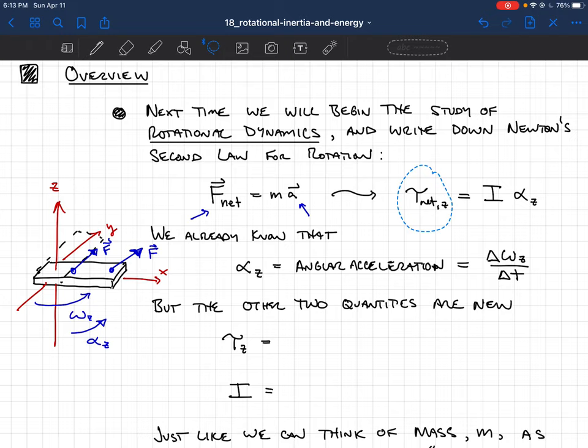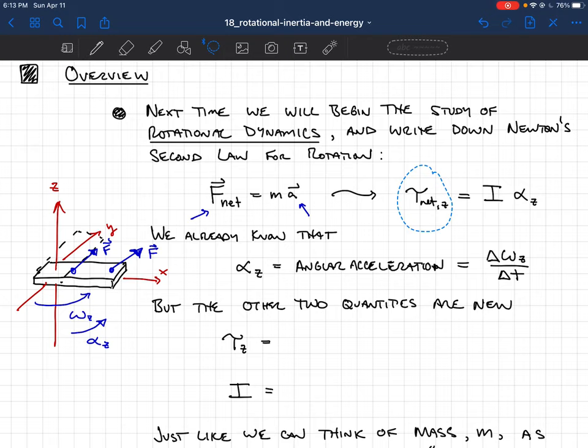If you go to push a door open, you'll get a better rotation of that door if you apply the force as far away from the hinge as possible. If you apply your force right next to the hinge, then it's very hard to open up that door. So those are the basics of rotational dynamics.